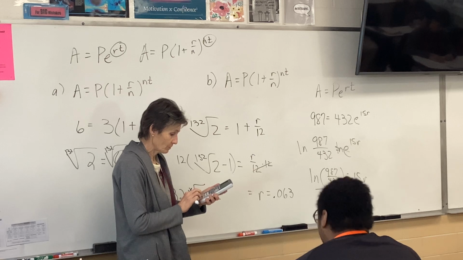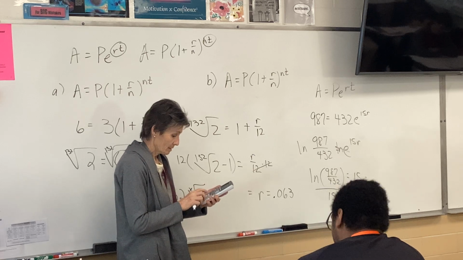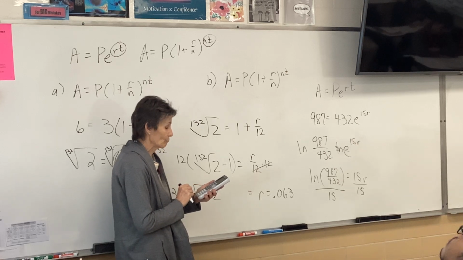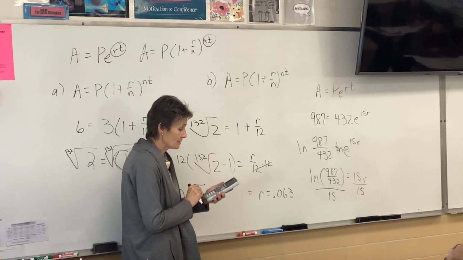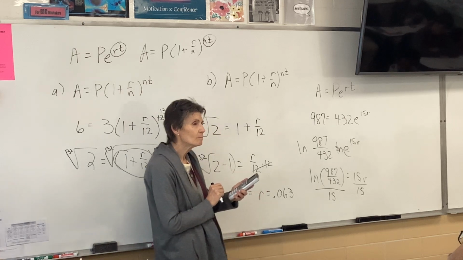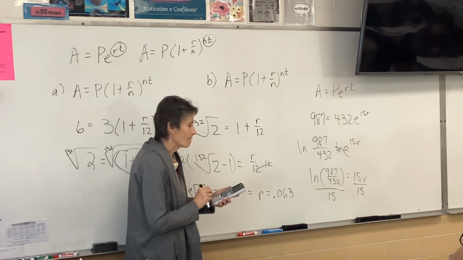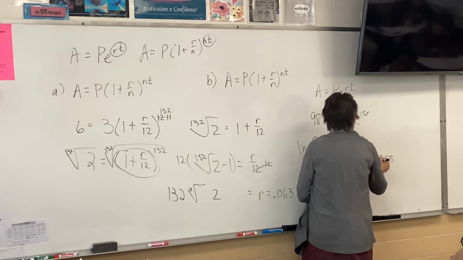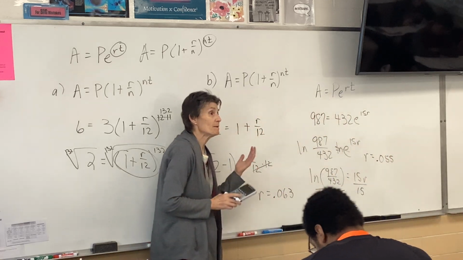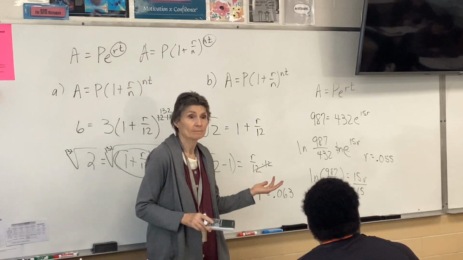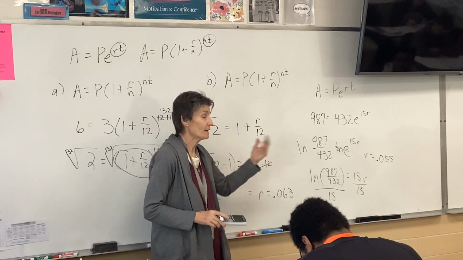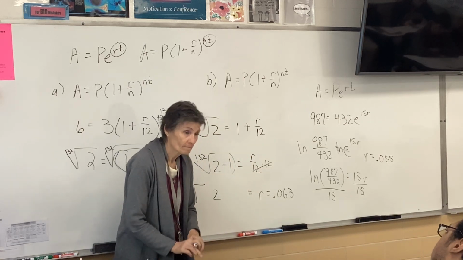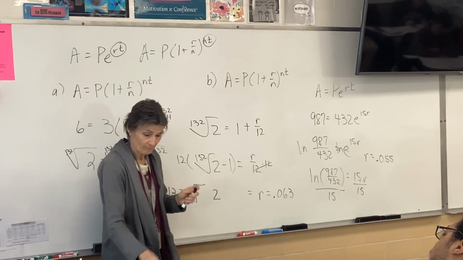987 divided by 432. Did you get 0.055? So we just say R equals 0.055. You will find the growth rate, that's it. That would be the equivalent of 5.5%, right? You can leave it like this. That is the growth constant. All right, any question about that one?